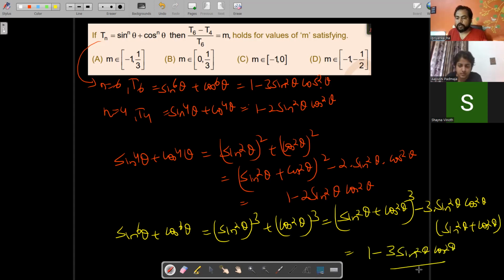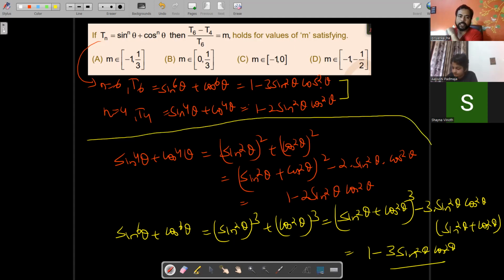So every time, do not try to prove this. You have to remember these two formulas. You have to keep them handy. Sin raised to 4 theta plus cos raised to 4 theta is 1 minus 2 sin square theta cos square theta. And sin raised to 6 theta plus cos raised to 6 theta is 1 minus 3 sin square theta cos square theta. Understood? Note it down first. Yes, sir. First you note this down, then I'll solve the question.